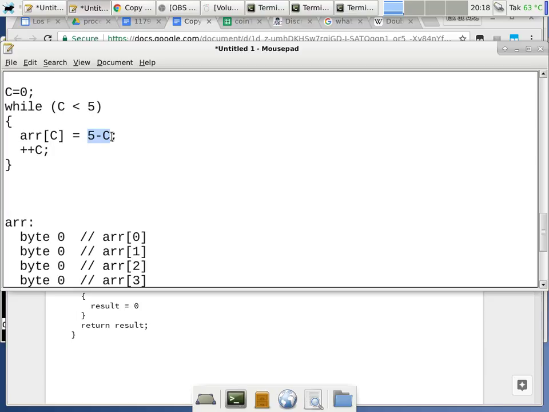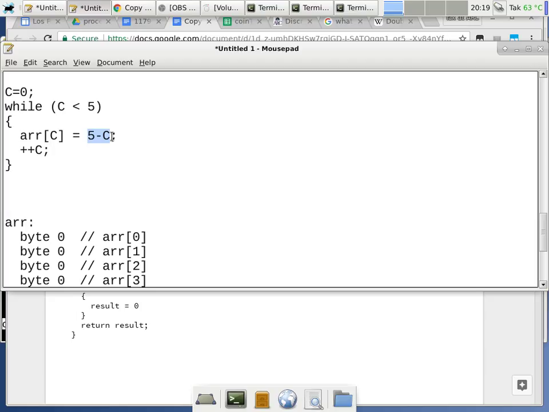Okay, so out of 5 minus C, which one is the subtrahend and which one is the minuend? 5 is the minuend and C is our subtrahend. Once you identify the minuend and the subtrahend, then we think of the subtraction instruction, SUB, right? The SUB instruction takes two registers. The first register is the minuend, and the second register is our subtrahend.